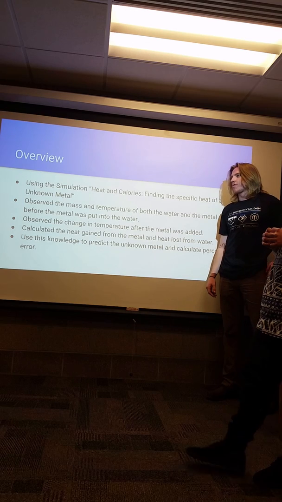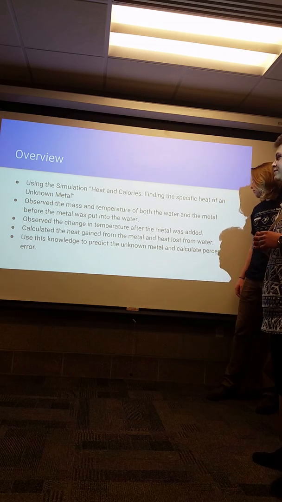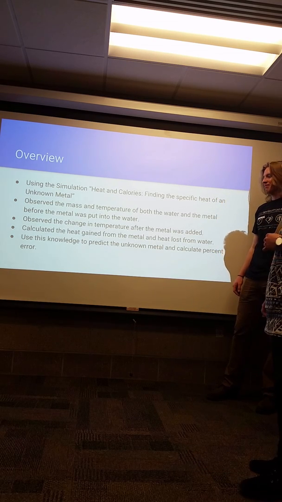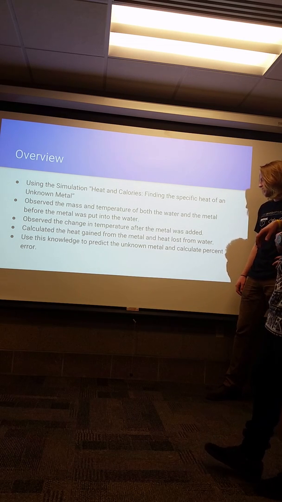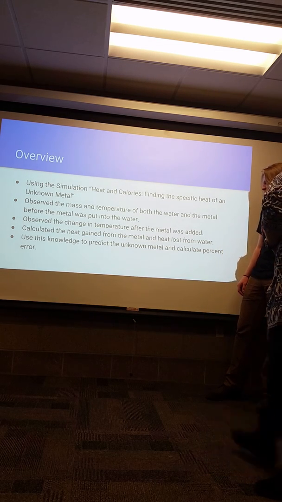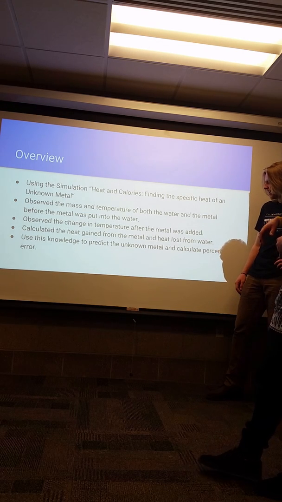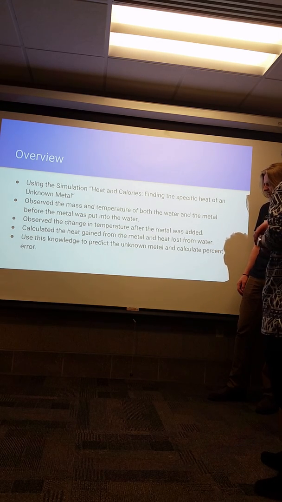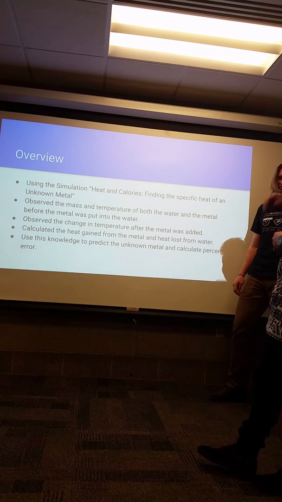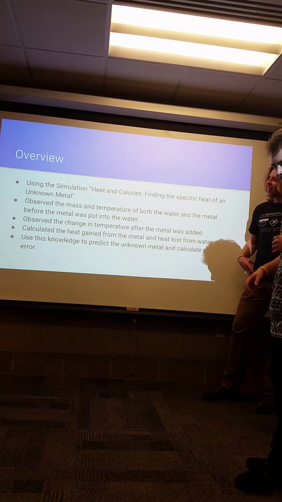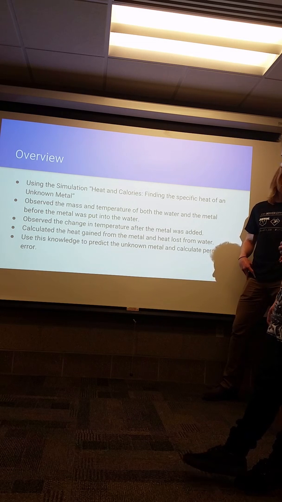Alright. So to give a brief overview, we took silver, aluminum, and titanium, and using the simulation heat and calories, finding the specific heat of an unknown metal, we were able to observe those changes and then apply it to find an unknown metal. So, as I said before, we were able to observe the change in temperature after the metal was added, and then we were able to calculate the change in heat, or the delta T.